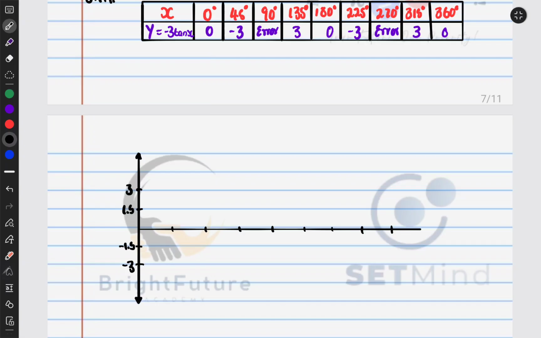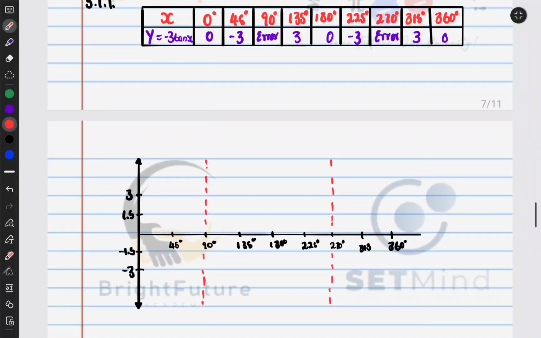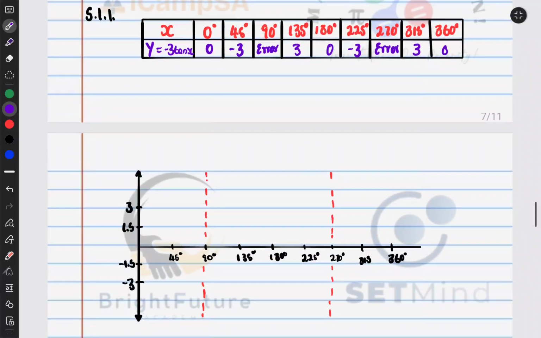Okay, 45 degrees, 90, 135, 180 degrees, 225 degrees, 270, 315, and 360 degrees. First thing first, let's just draw our asymptotes. We know that the first one will be there at 90, and then the second one will be at 270, okay. And then once we have those, we can sketch our function.